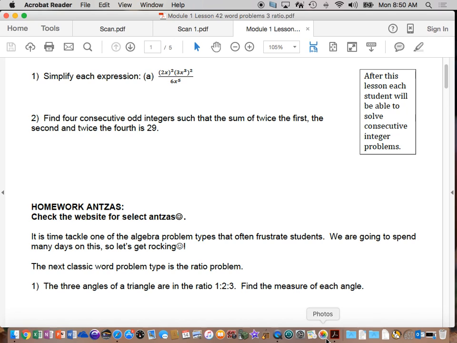I just have a question. If it says consecutive even integers, would you start at 0 still, or would you start at something else? If it says consecutive even, I would do x plus 2, x plus 4. And then whatever x arrives at as my solution, that's where I would begin.